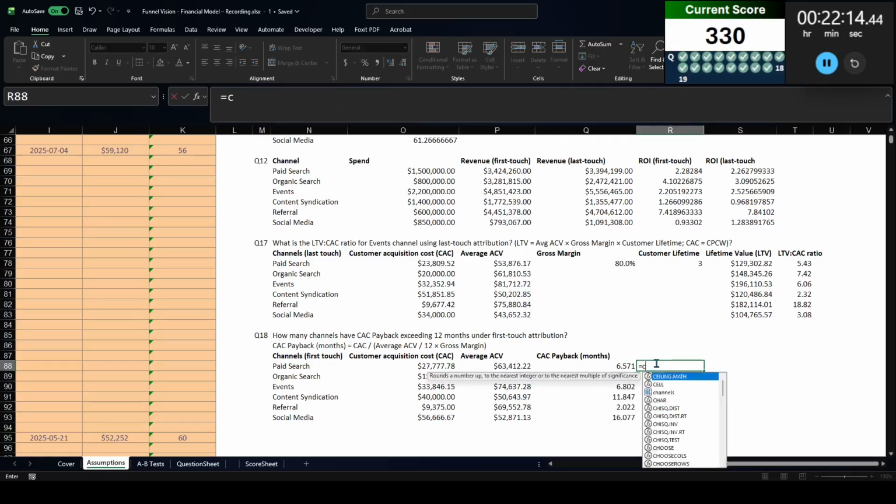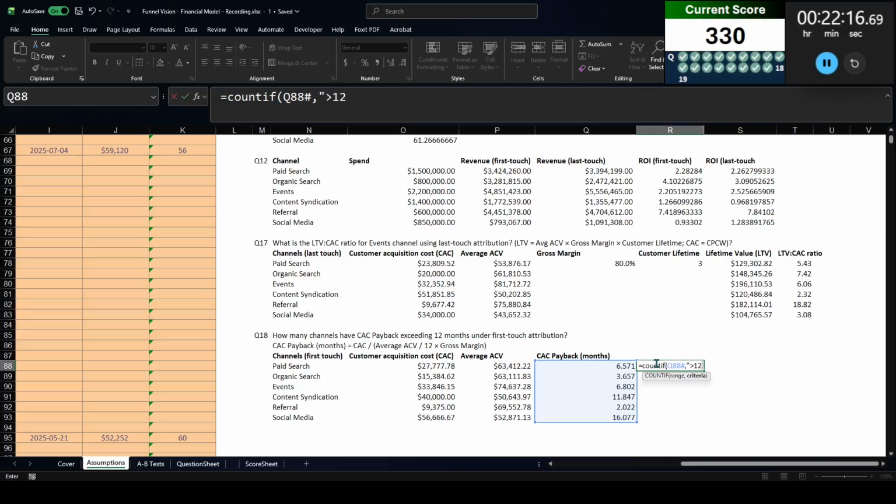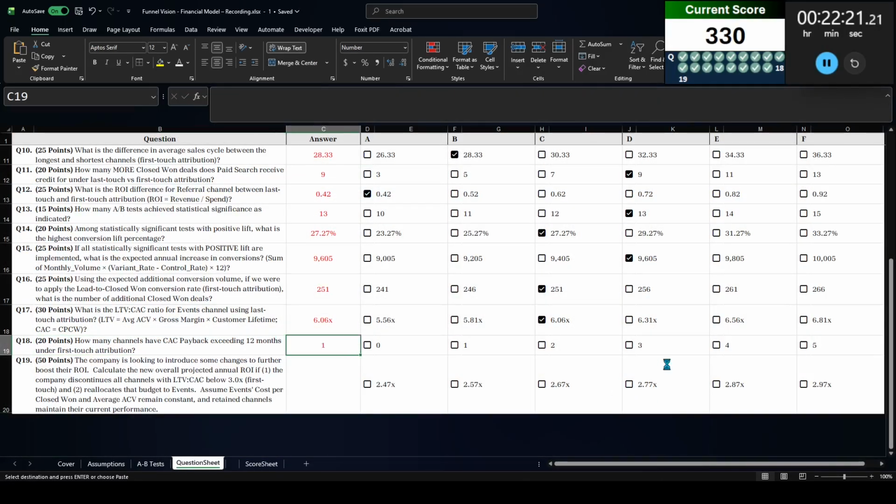So let's just go ahead and count how many of these are greater than 12. I have only one, social media here at 16.077. Let's go ahead and mark that.